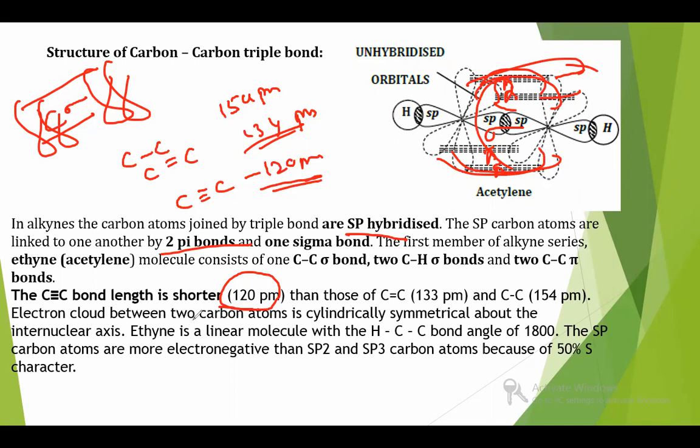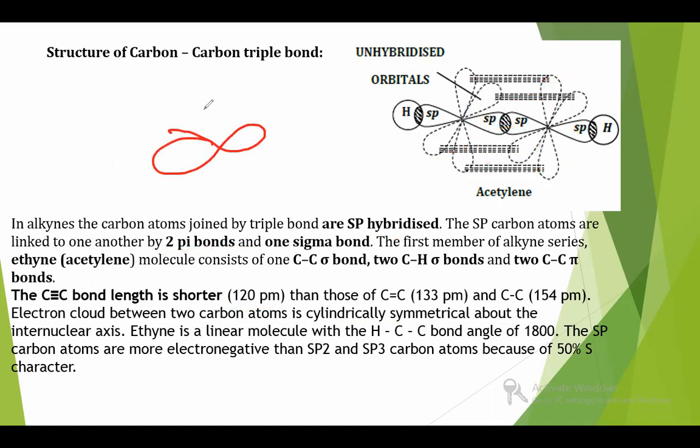And the electron cloud between the two carbon atoms is cylindrically symmetrical, above and below. It is symmetrical about the internuclear axis. If you consider the internuclear axis, the electron cloud is uniformly distributed.